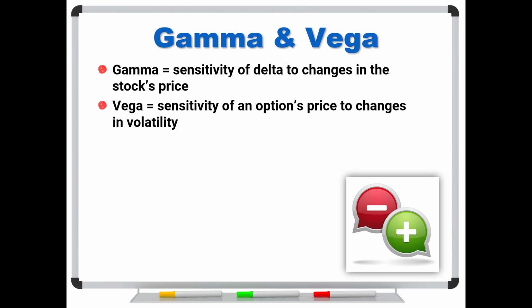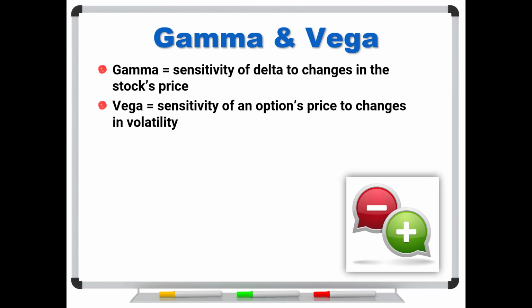Now, Vega is another one of the Greeks, and it shows the sensitivity of an option's price to changes in volatility. So if volatility goes from 20% to 21%, that's an increase, what we call a one-tick increase, or a 1 percentage point increase in volatility. What's that going to do to your option's price? Is it going to move from $3 to $3.10 or from $3 to $3.50? That's what Vega shows us.